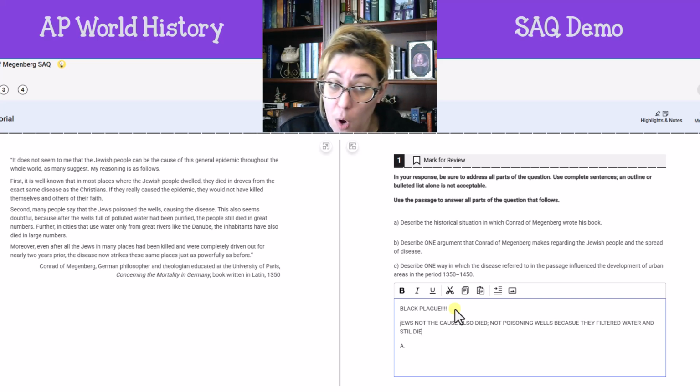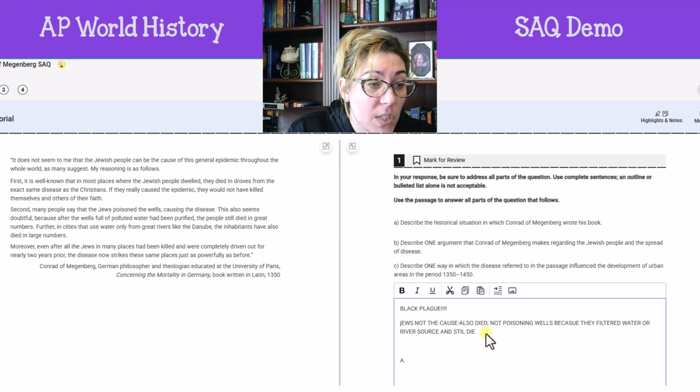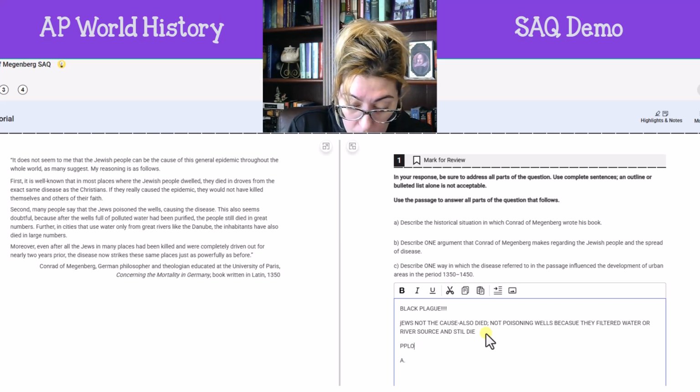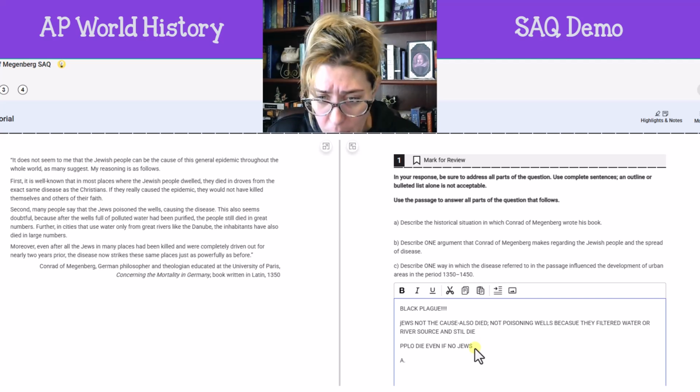Further, in cities that use water only from great rivers like the Danube, the inhabitants have also died in large numbers. So filtered water or river source, still die. Okay, what else is he saying? Moreover, even after all the Jews in many places have been killed and were completely driven out for nearly 2 years prior, the disease now strikes these same places. So, people die, even if no Jews. Okay. That's a pretty straightforward, like, okay, I agree with you, dude. Like, you're not wrong.